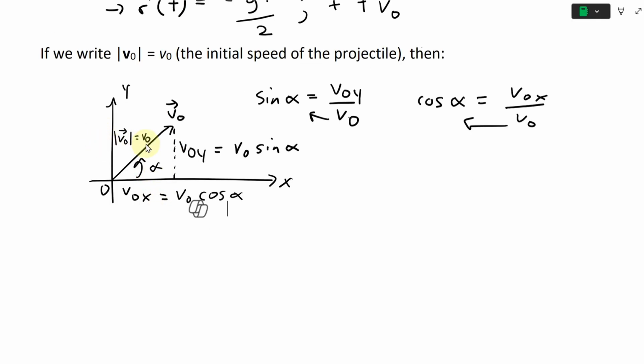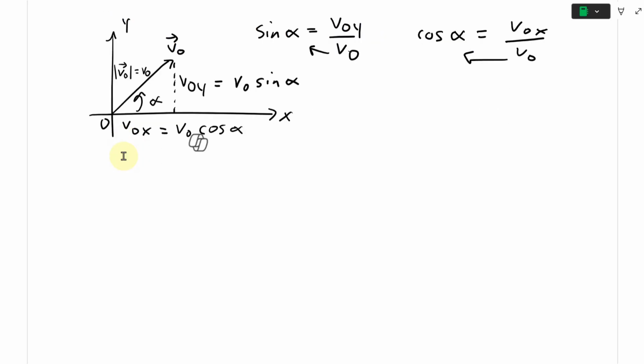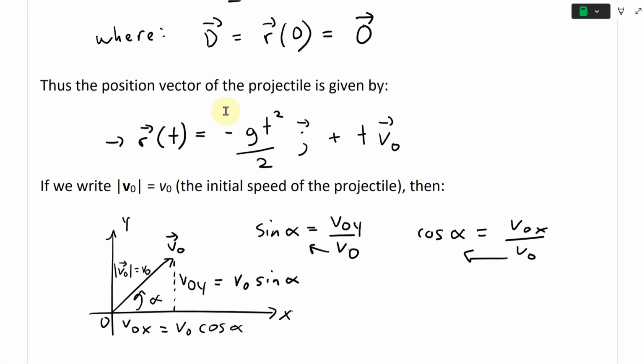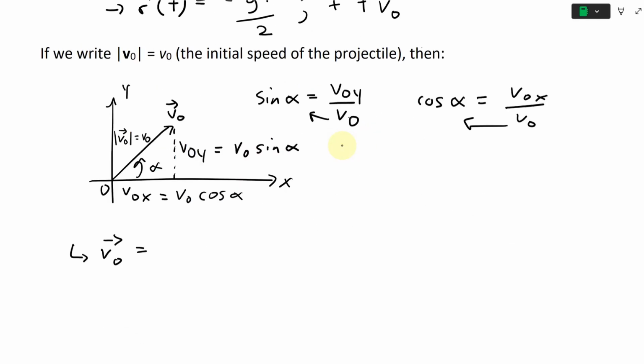Here I quickly fixed this up, and I added this just for completeness: the magnitude of the vector v naught equals v naught. So thus, v naught vector is equal to, we're going to put this in its components, because we have this right here. So this equals v naught cosine alpha i plus v naught sine alpha j, that's our j vector.